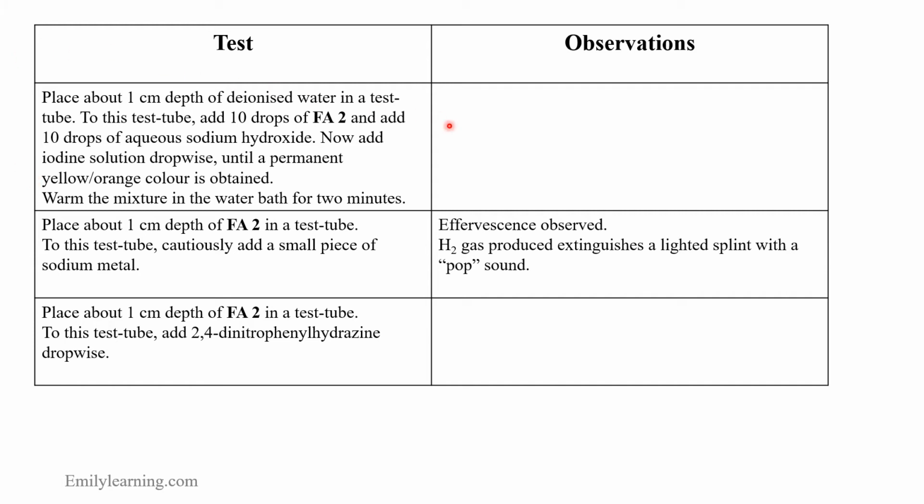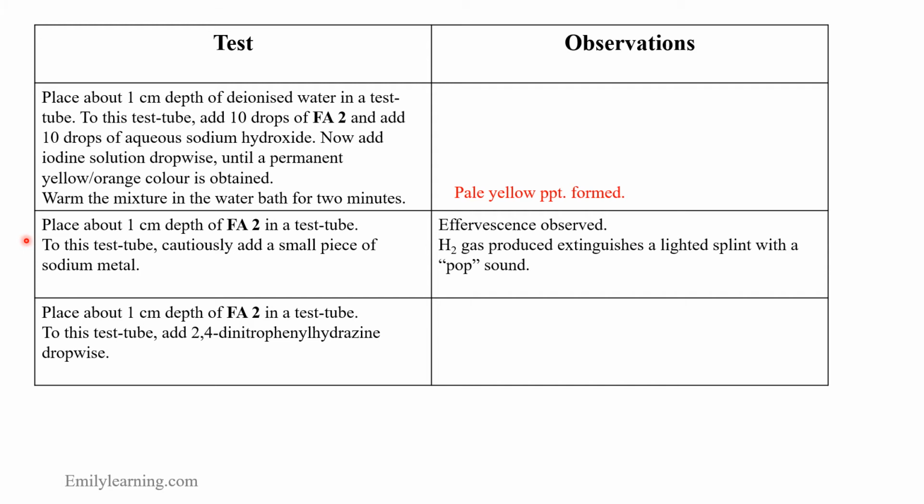Okay, so let's assume we have done this test and this is the observation. You get a pale yellow PPT. So when you get a pale yellow PPT, what does it mean? You have a positive iodoform test, right? So you either have a methyl ketone or you have an alcohol group that is directly bonded to 1 hydrogen and 1 CH3 group. All right.